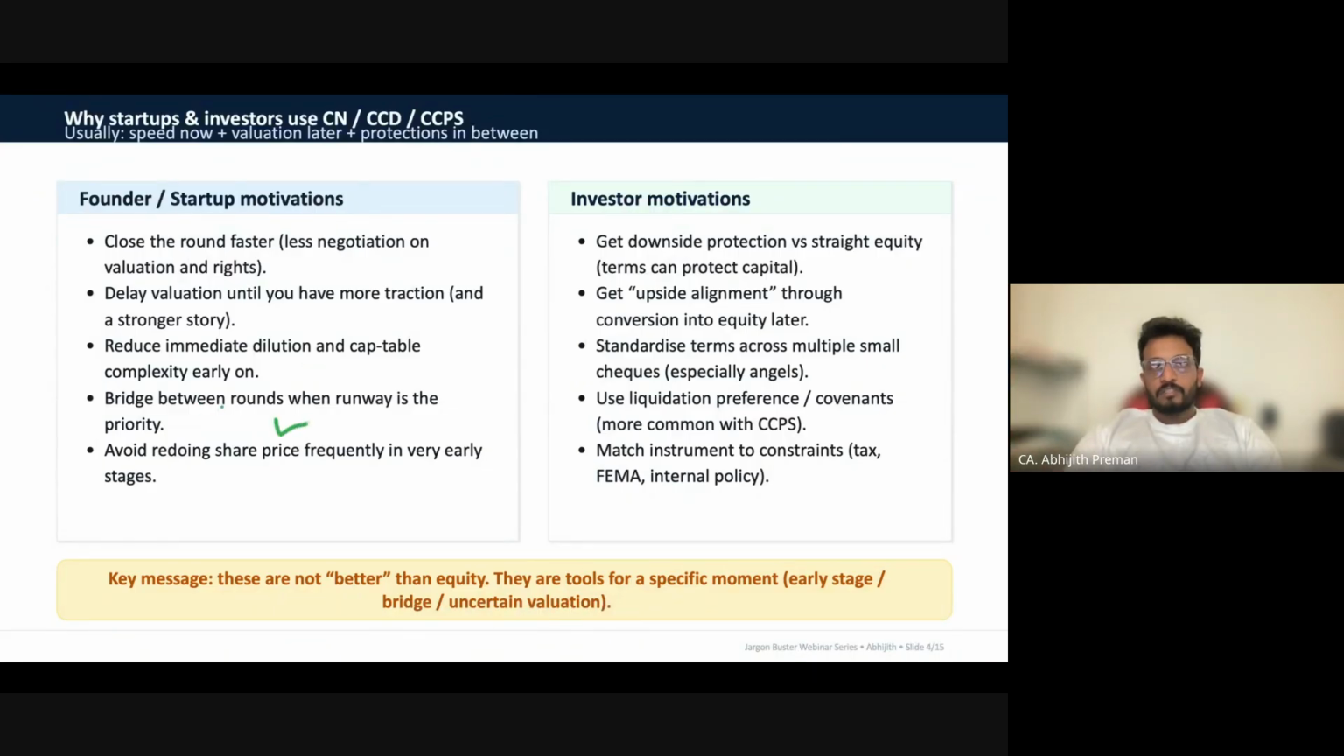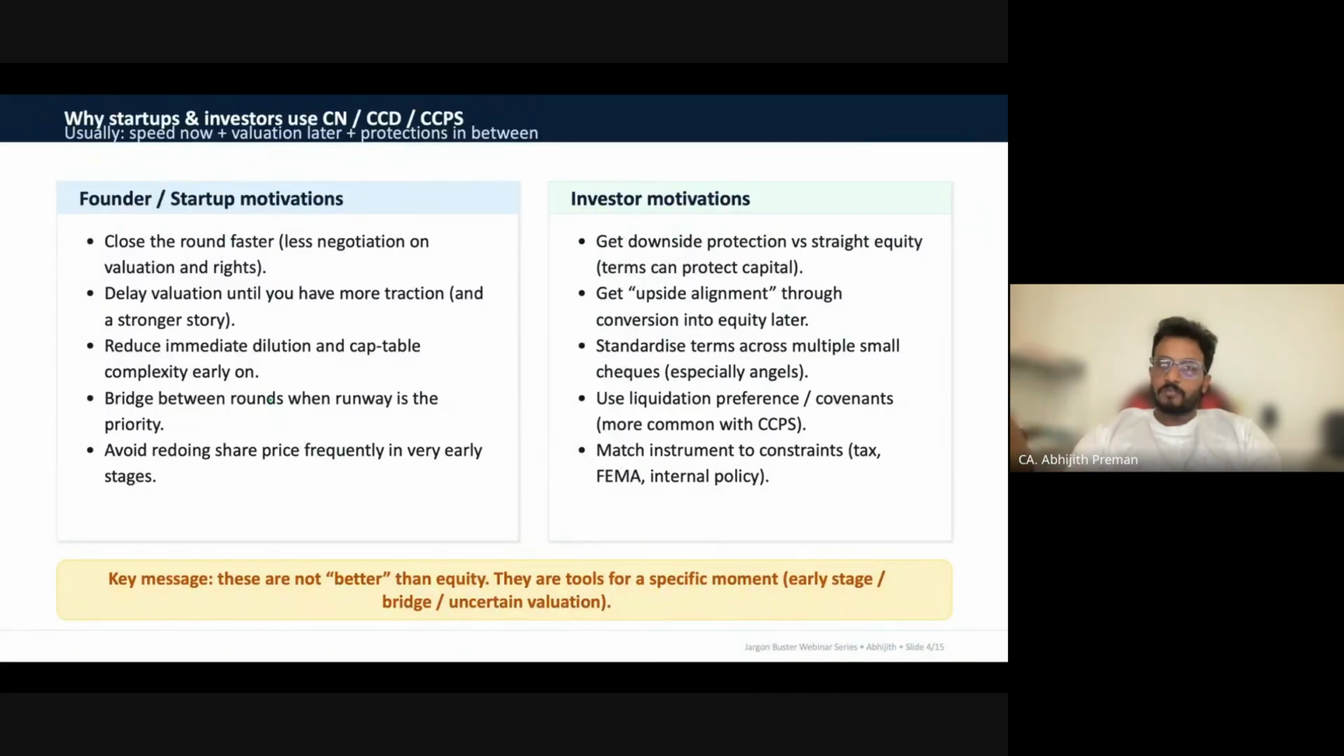Then, bridge between rounds when runway is the priority. For example, you have already raised a seed round of say 2 crore rupees. That money is going to finish in the next 2 months. But you are planning for the next round only after 1 year. So you need cash flow to manage the operations for the next 1 year. That is where people typically do bridge rounds.